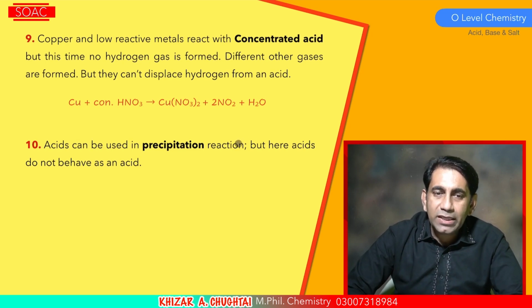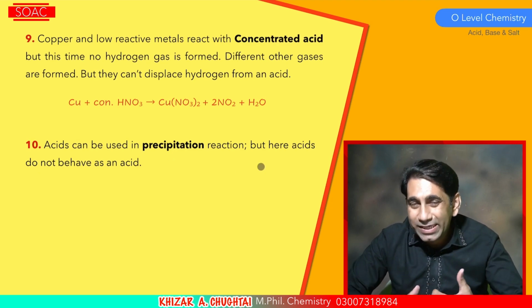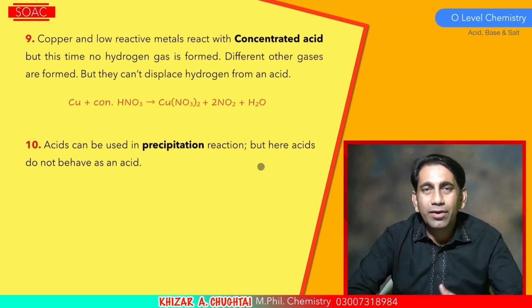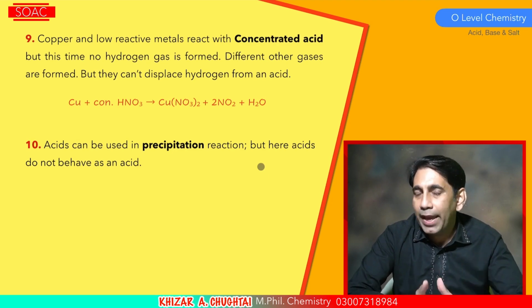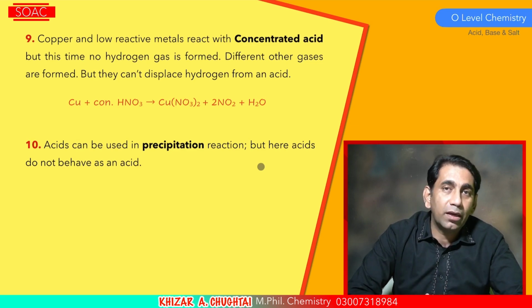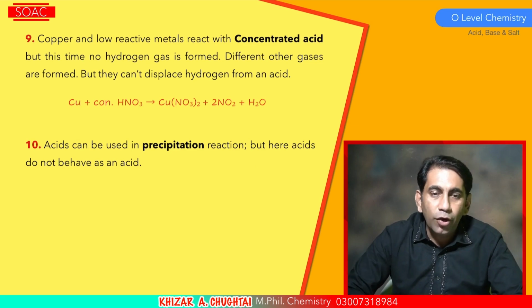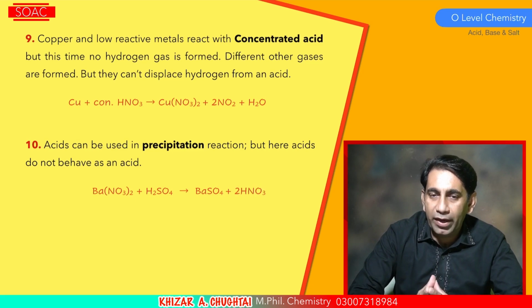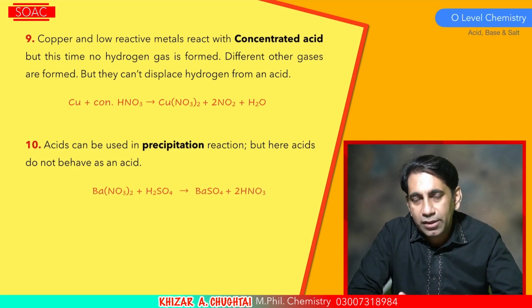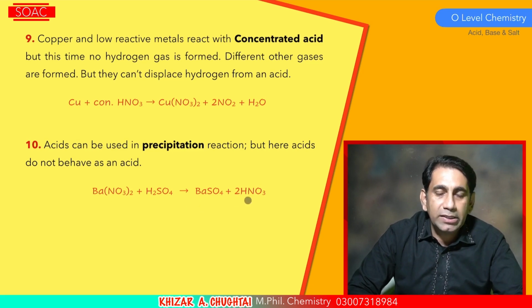Next point is acid can be used in precipitation. Acid as a reagent can meet with any other reagent, any other substance, to make an insoluble compound. It is said to be a precipitation reaction. For example, when barium nitrate is added into hydrogen sulfate, that is sulfuric acid, there is the formation of barium sulfate and nitric acid.